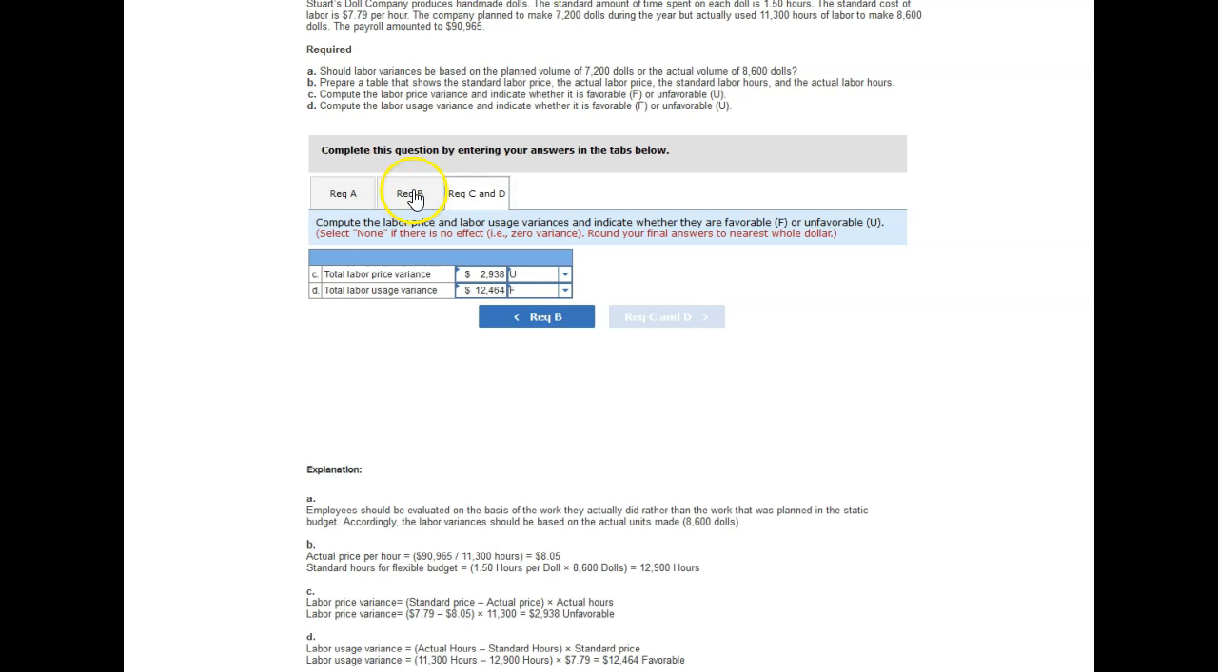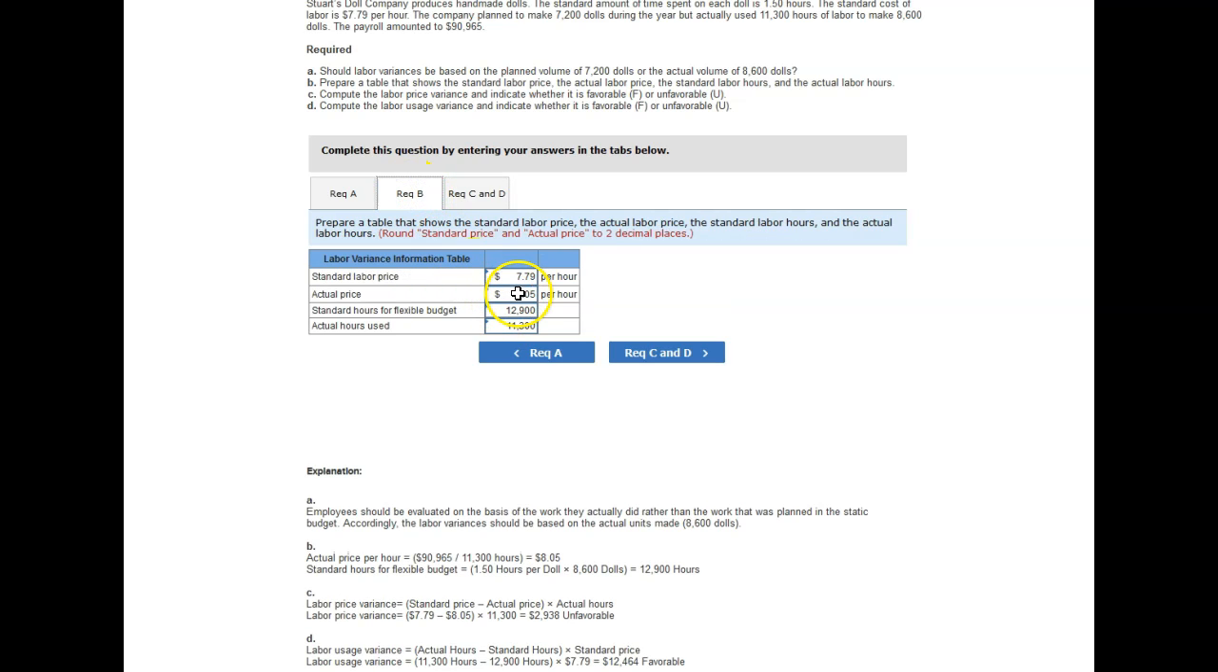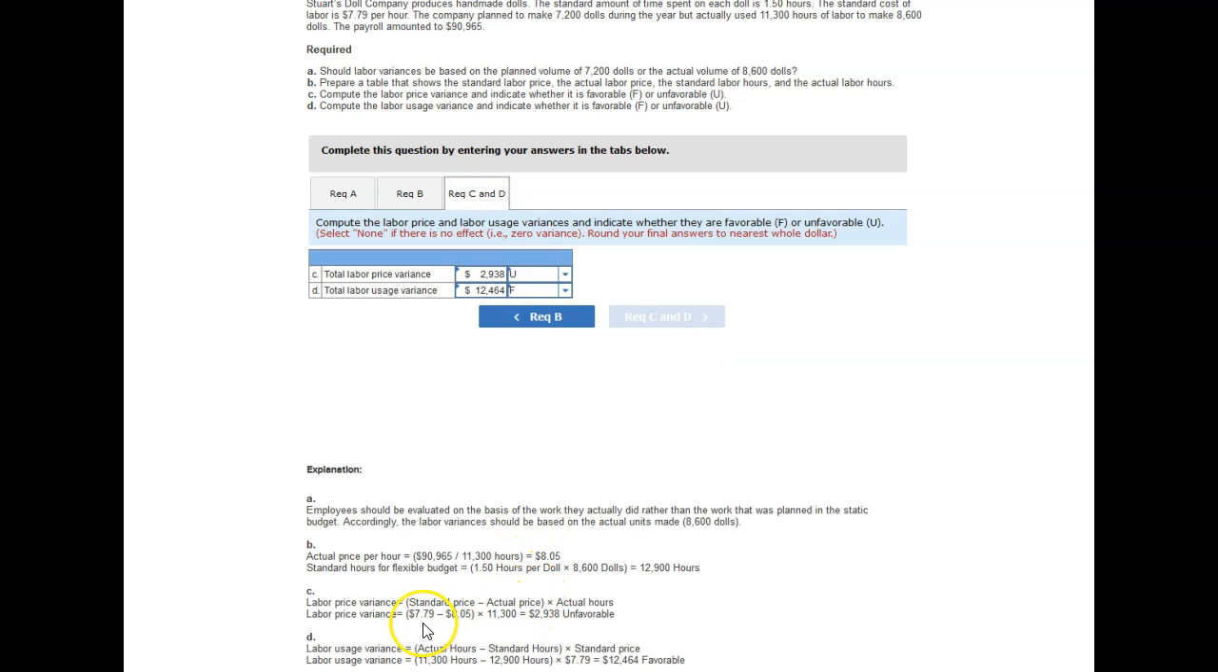Let's go back to the previous requirement. Here is your standard price per hour. Here is your actual price per hour. Here are your actual hours. We're going to use those three numbers. So $7.79 minus $8.05 actual times actual hours, $2,938. Now, it's unfavorable. Why? Because we paid more than we thought. The actual price was more than the standard. So find that difference, take it times 11,300 hours. There is your unfavorable labor price variance.